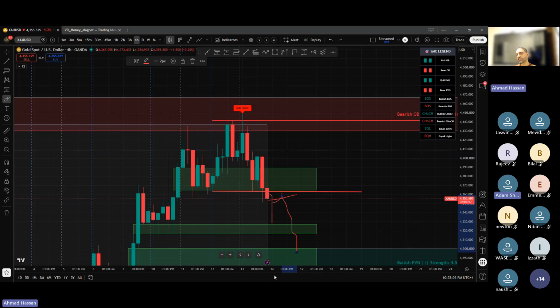So the bias is changing, the market is changing from bullish to bearish. Just let me know when you're done with all the indicators. There are some general questions. Okay, so till now clear? This one is also clear.